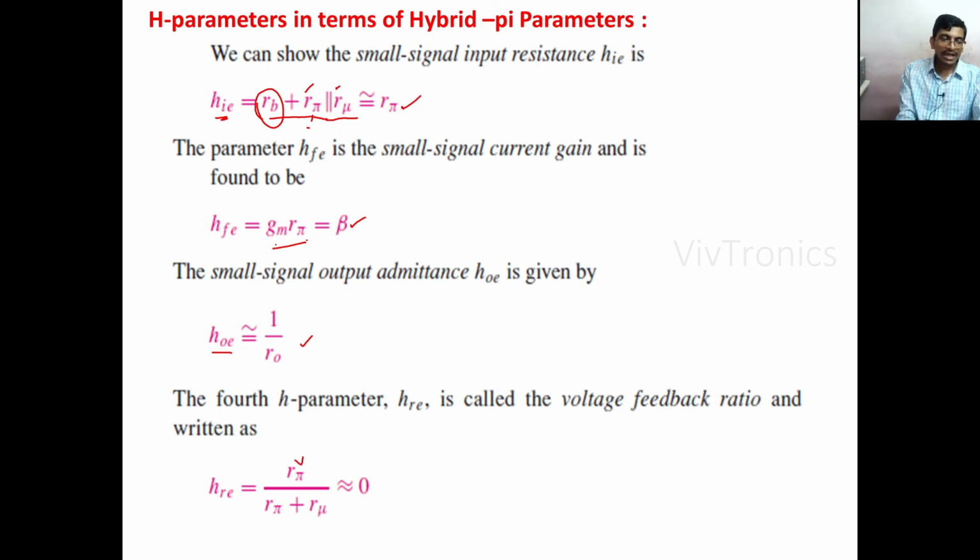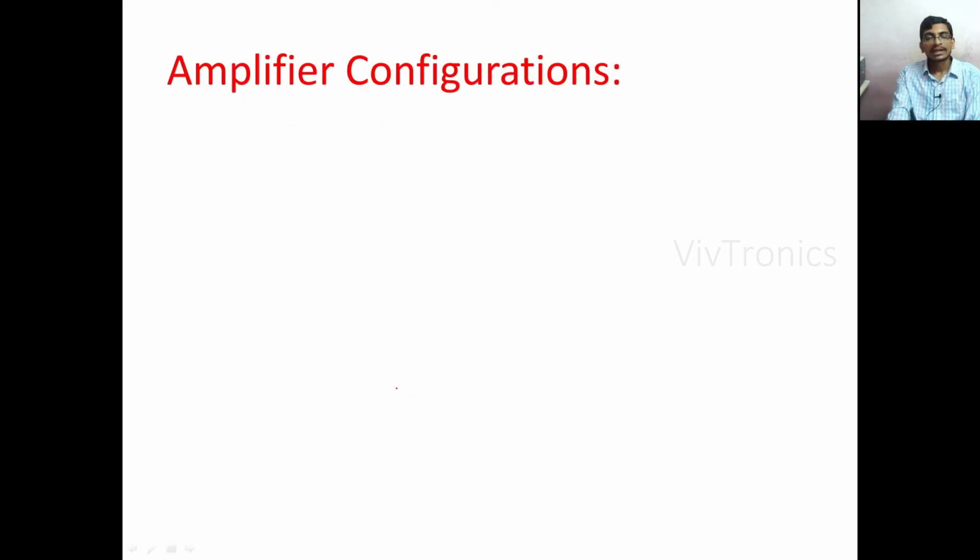Here Rπ value is a very small value, Rμ is a very large value. Anything divided by a large value results in a very small value, that is approximately equal to 0. This is about the other small signal parameters, like the re parameters and h parameter model. Next, we are going to see some amplifier configurations.